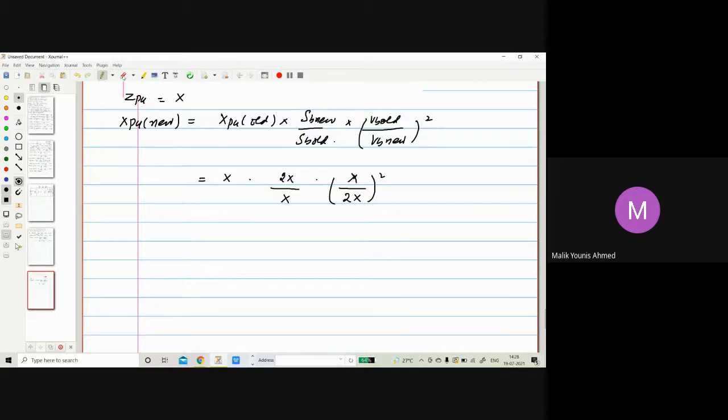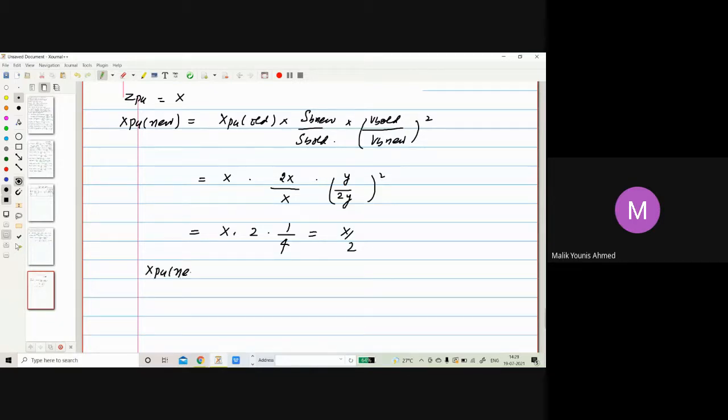One mistake is there. When we take voltage values, they have to be taken as another variable, because they can't be the same. So let this be Y and this be 2Y. The new is double the old, but the variables have to be different. So X and X get cancelled, and this will be X into 2. Y and Y get cancelled. This will be 1 by 4. So that will be X by 2.